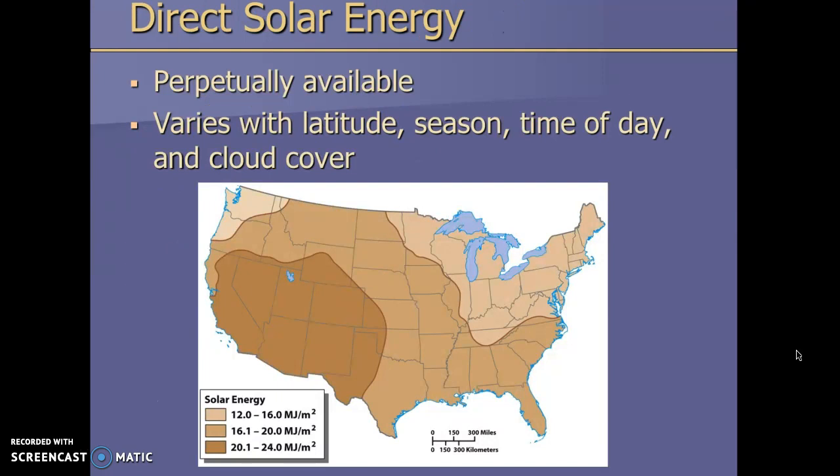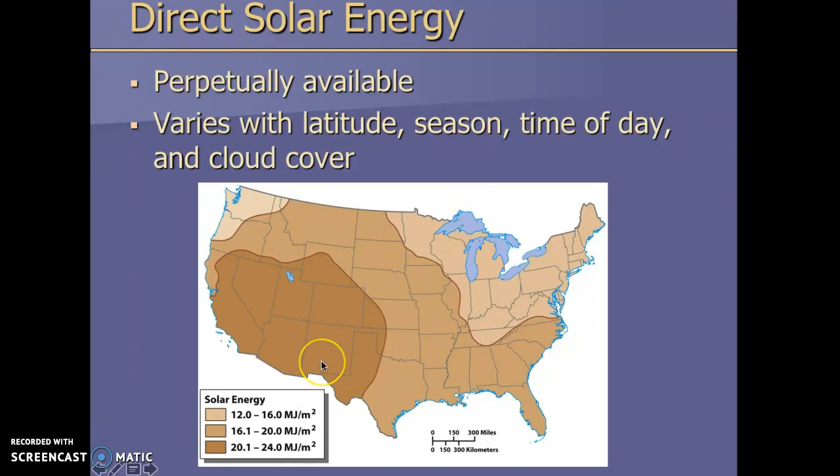Direct solar energy is available all year long, although you might have different amounts at different latitudes, or varying degrees away from the equator. In some places you'll have more in the summer. And on the south of the equator, the seasons are reversed. And obviously you get more sun at different times of day and with cloud cover.